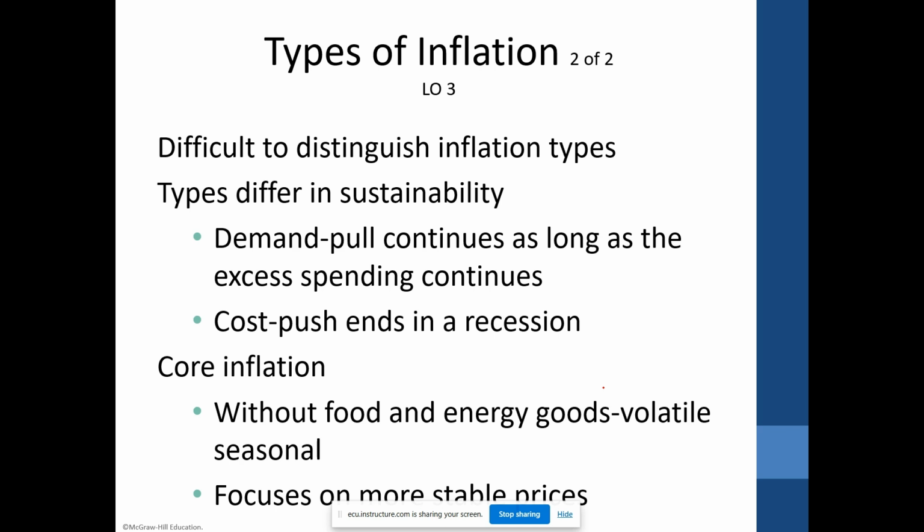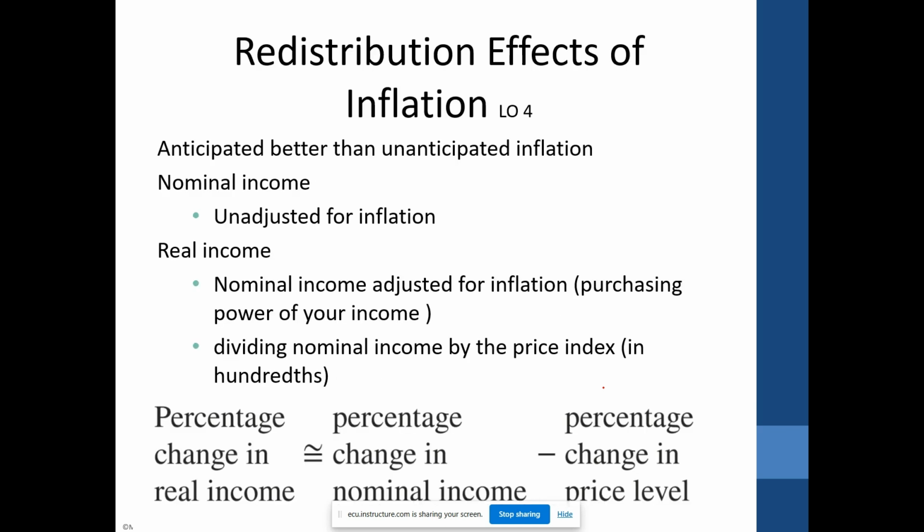Again, policymakers focus on the core inflation, excluding the volatile seasonal food and energy goods. Uncertainty is not good for business investment or economic planning. So, anticipated inflation does less harm than the unanticipated inflation of the same scale.